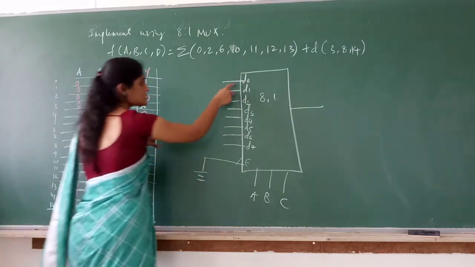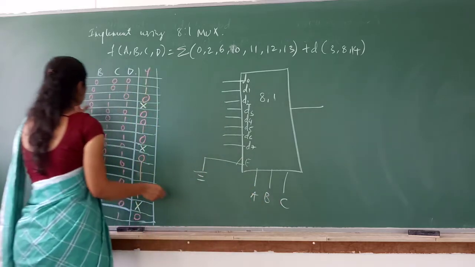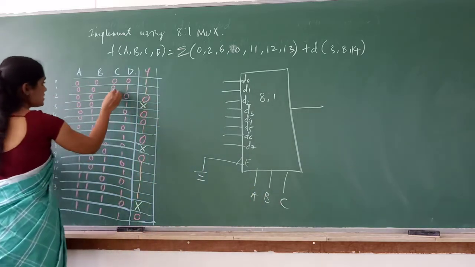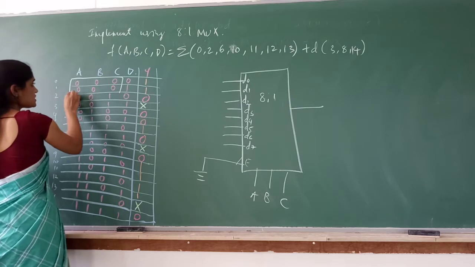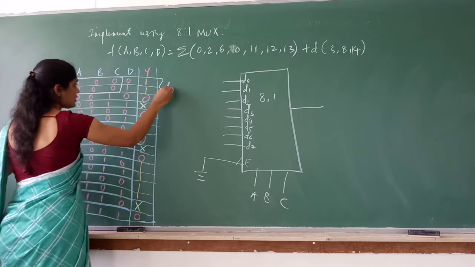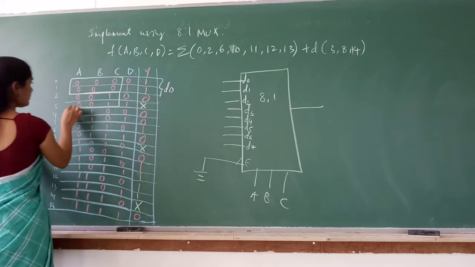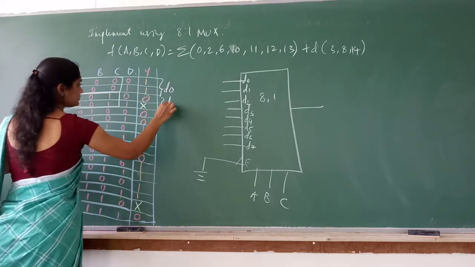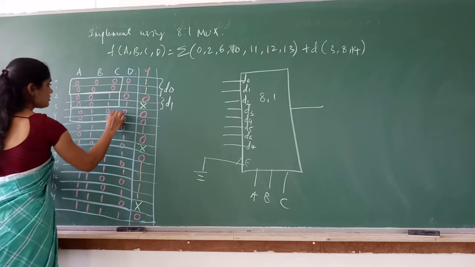So D0 is when A, B, C are 0, 0, 0. So for these two combinations, A, B, C are 0, 0, 0. This will be for D0. 0, 0, 1, D1. 0, 1, 0, D2.